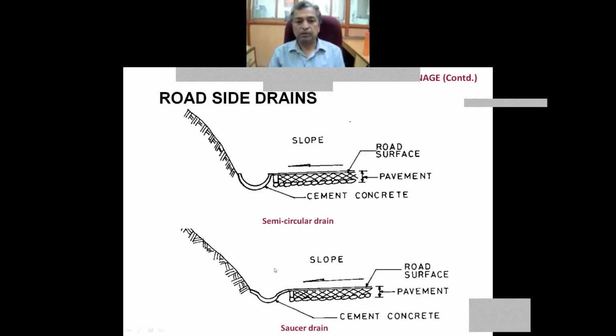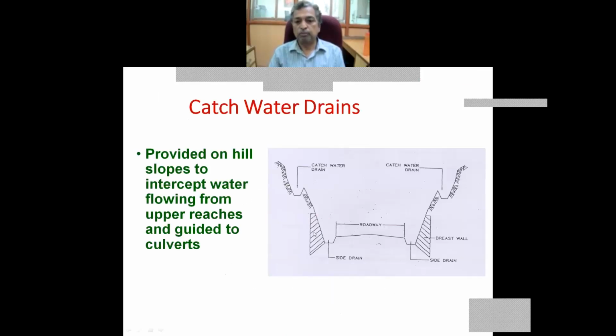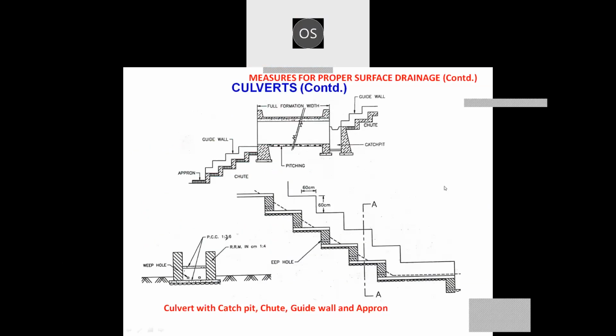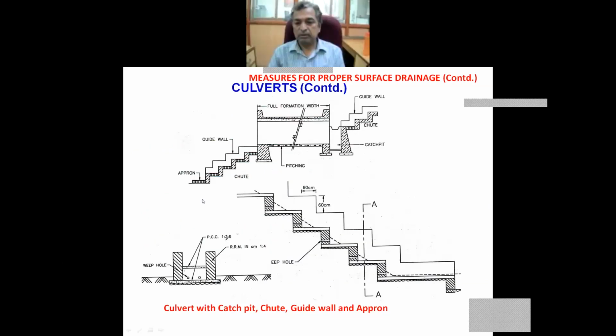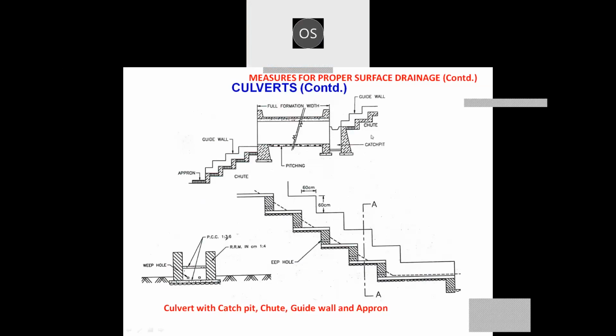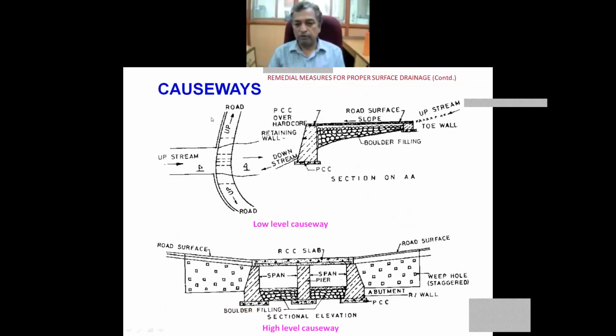Another view of the catch water drain on a hilly slope. We provide it on both sides in hilly terrain. This is the culverts, like this. These are the causeways, two types of causeways: low level causeways and high level causeways.